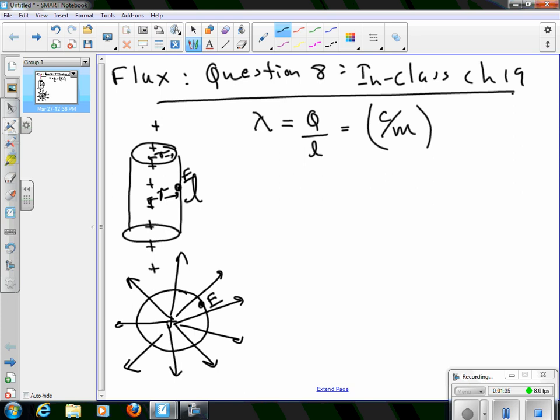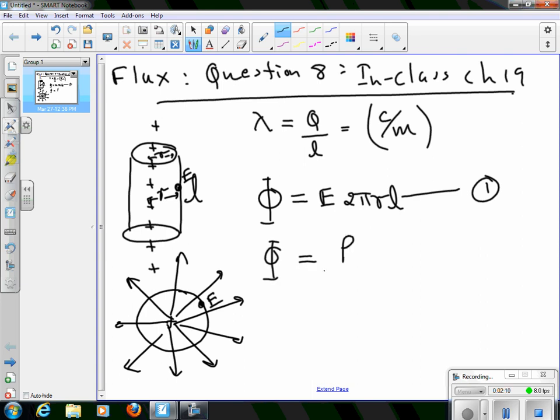Now, we have two definitions for flux. The first definition for flux is E times the area, electric field times the area. The area of the cylinder is 2 pi RL. This is definition 1 for the flux. And then the other comes from Gauss law. Gauss law gives the flux as the charge enclosed over epsilon 0.